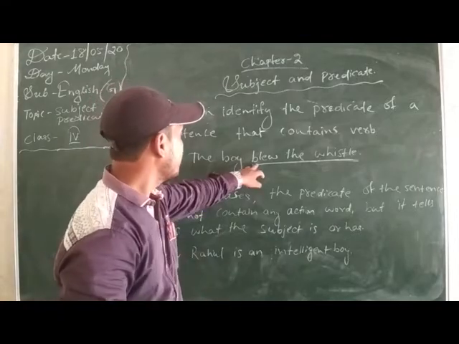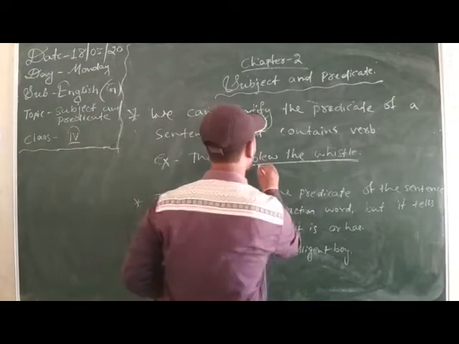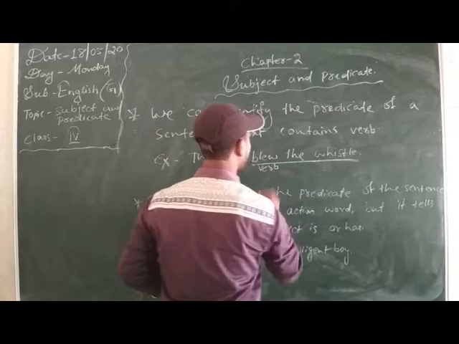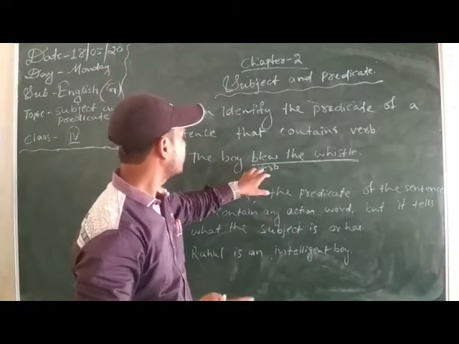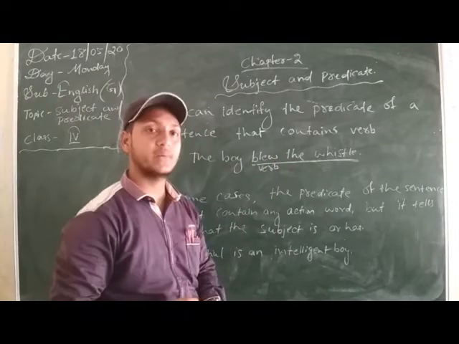Okay, so here blew is your verb. Here blew is your verb. So we can say that blew the whistle is your predicate part.